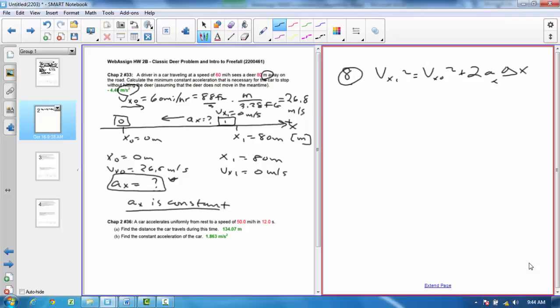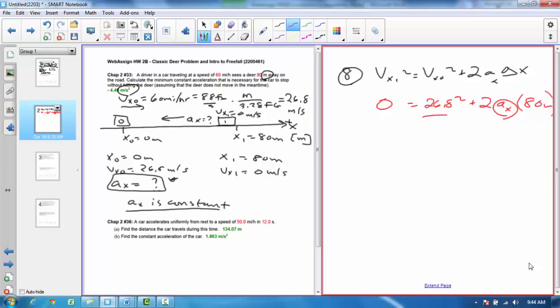Do we know our final velocity? It's 0. Do we know our initial velocity? 60 miles per hour. We don't know ax, that's our unknown. And our delta x is 80 meters. The question is, are any of these numbers negatives? This one's going to get squared away, so I don't really care. That one's going to be positive regardless. The acceleration we expect to be negative.